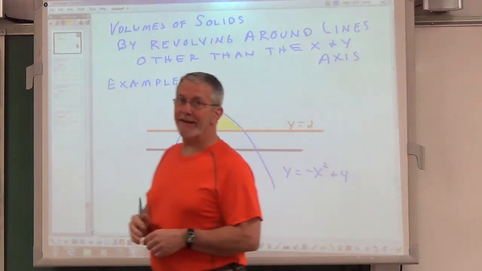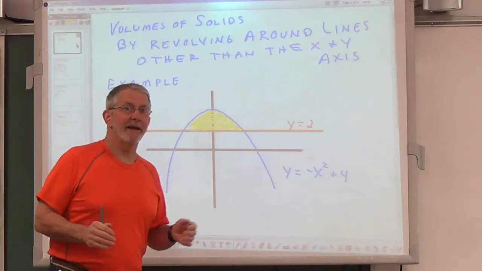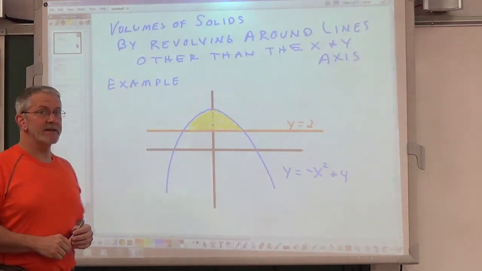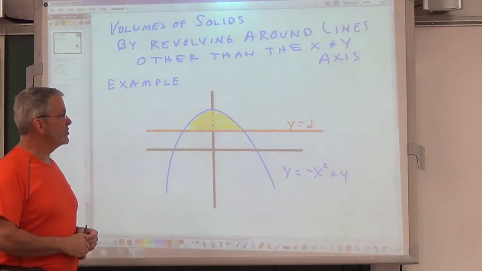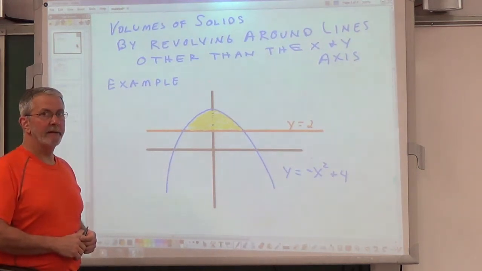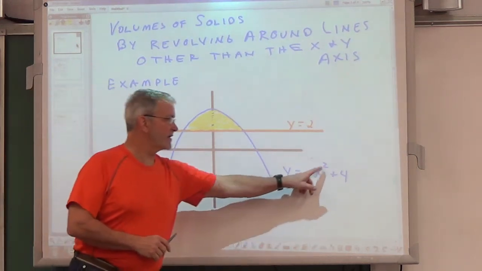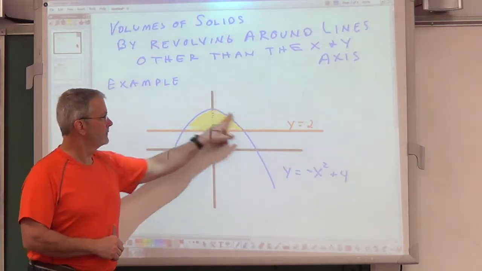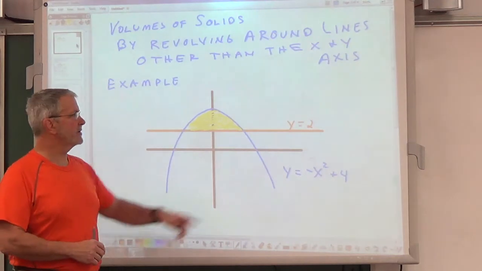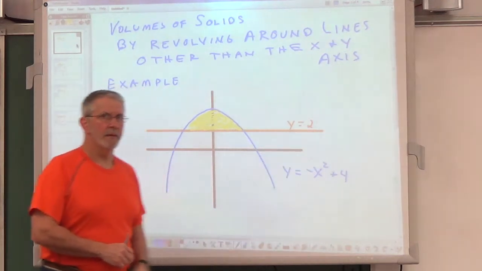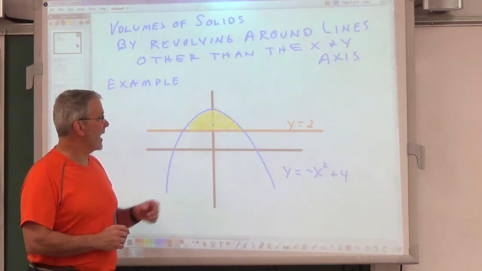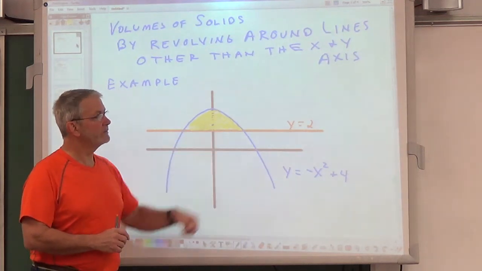This is going to be a bit different than the previous lesson. So for this example, we're going to look at the region bounded by the graph of negative x squared plus 4, that parabola, and the constant function y equals 2. And we see that the area bounded by those two graphs is the yellow area.